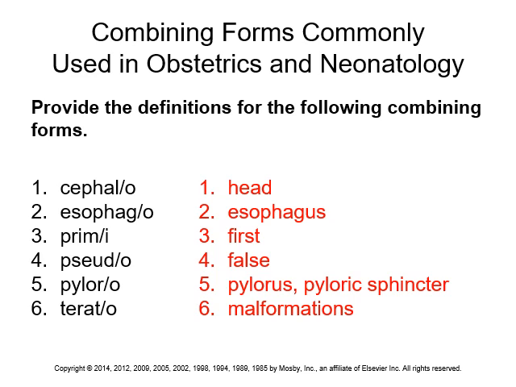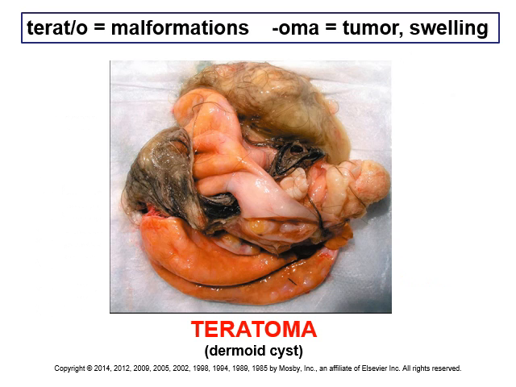And so when we go into the gastroenterology section of this book, you'll learn more about the pylorus, but this is relating to the stomach. And then terato is malformations. Speaking of terato, this is called a teratoma, and it's disgusting.